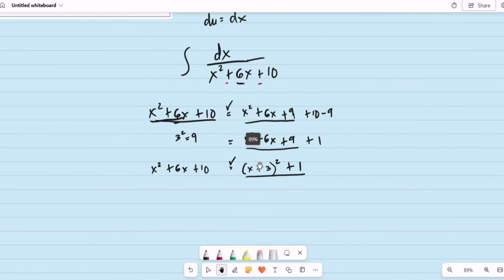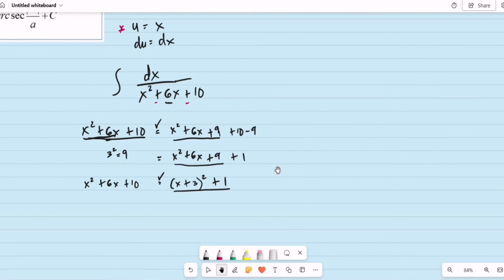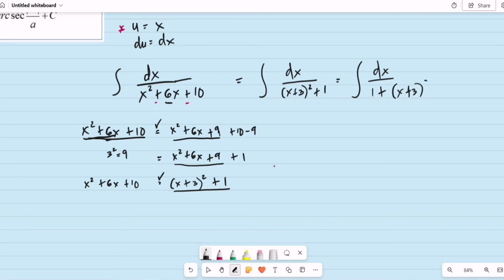Therefore we can rewrite our integrand. This is now equal to the integral of dx divided by x plus 3 squared plus 1, or we can rearrange it as the integral of dx divided by 1 plus the quantity x plus 3 squared. From this expression, a squared is simply equal to 1. The square root of 1 is simply 1.